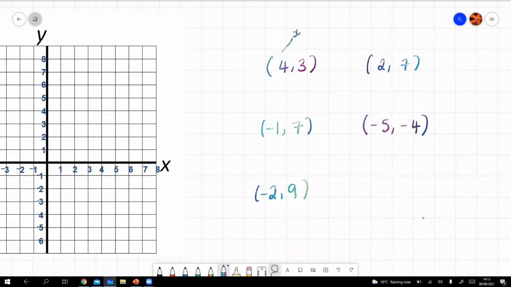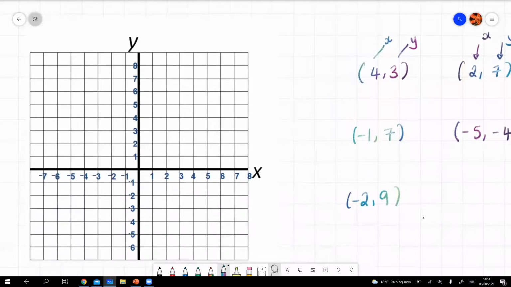The first number always represents X and the second number always represents Y, and that's the case in each one. It's really important that you plot the numbers the correct way around. So 2, 7: 2 represents the X and 7 represents the Y. So let's have a look at plotting these coordinates here that I've just written.